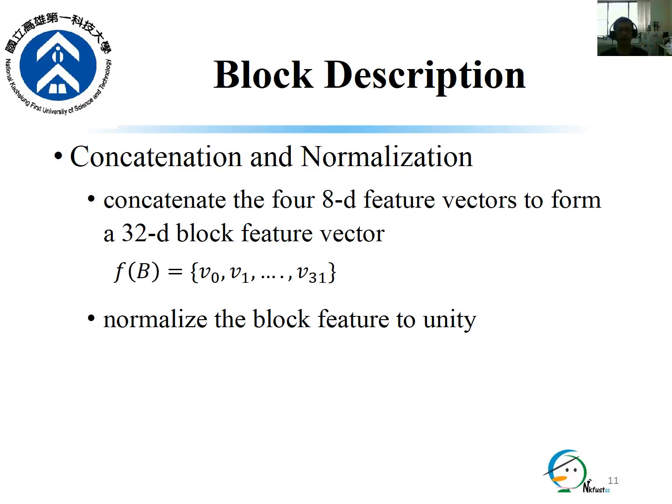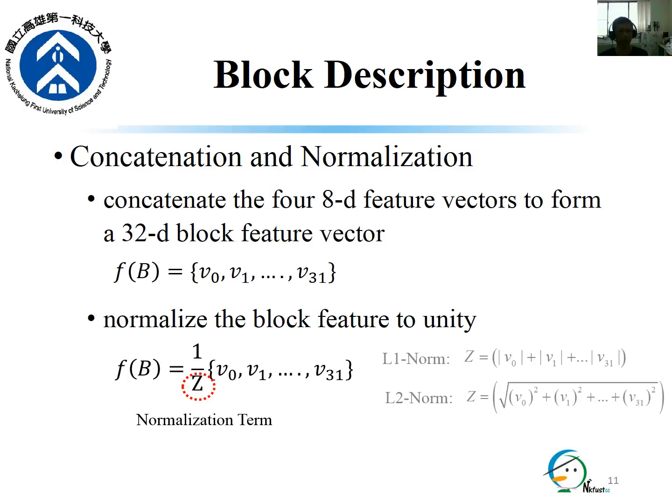After obtaining the 4 eight-dimensional cell feature vectors, we concatenate them to form a 32-dimensional block feature vector. Furthermore, to be invariant to gradient scale, we normalize the block feature vector to unity by dividing by a normalization term, Z. The L1 norm and L2 norm are both used as weights for normalization. Their definitions are expressed in these 2 equations, respectively.